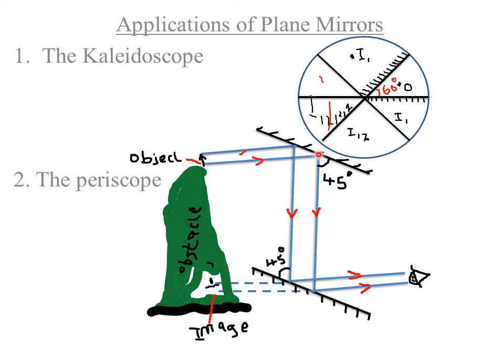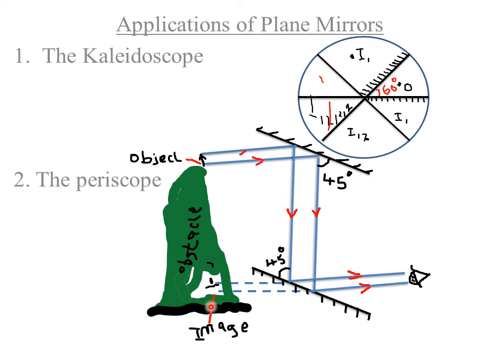They come here, they are reflected by the first mirror, which is inclined at 45 degrees to the horizontal. The rays are reflected downwards, then again reflected to the eyes of the person. So this is where the image will appear to be. The image is dotted because it is virtual.